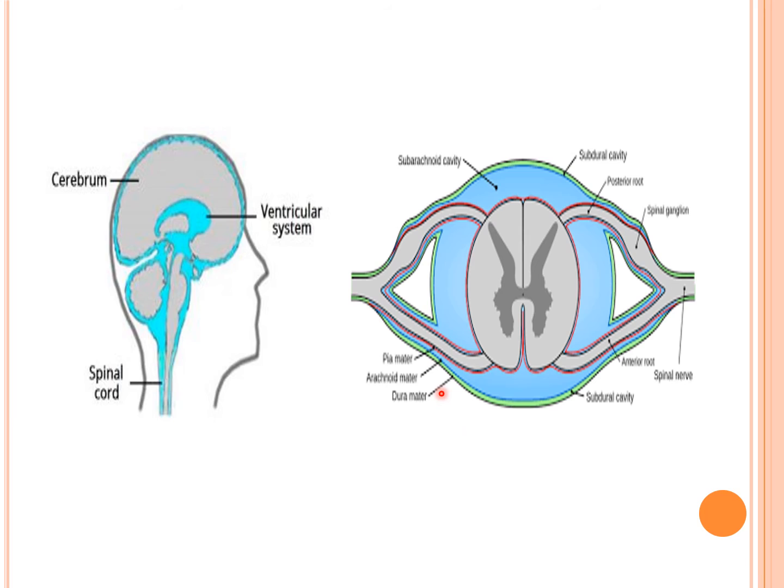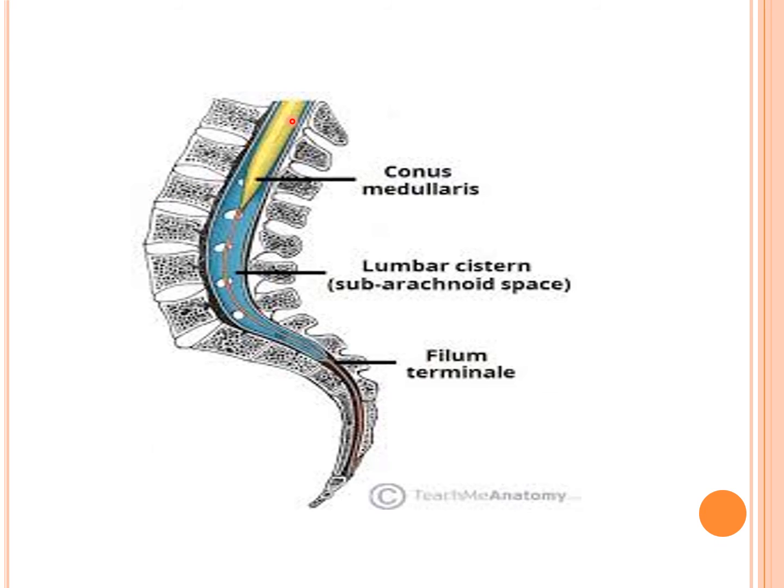Externally, the spinal cord is covered with the same three membranes as we have studied in the brain. The outer membrane is the dura mater, the middle membrane is the arachnoid mater, and the inner membrane is called the pia mater. The spinal cord is slightly thick, but gradually it tapers towards the end. There is a thread-like fibrous structure at the end, which is called the filum terminale.